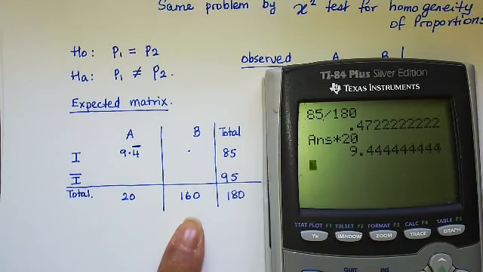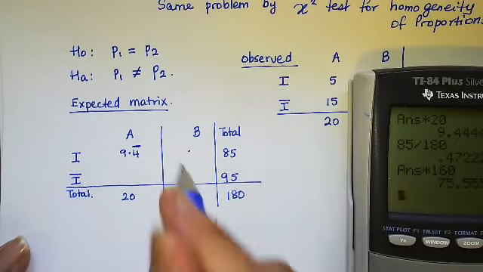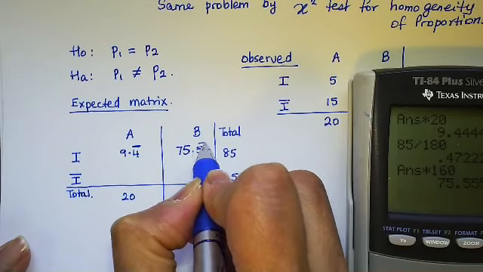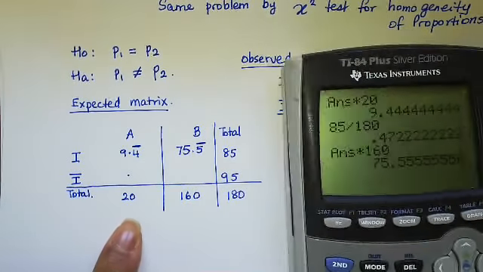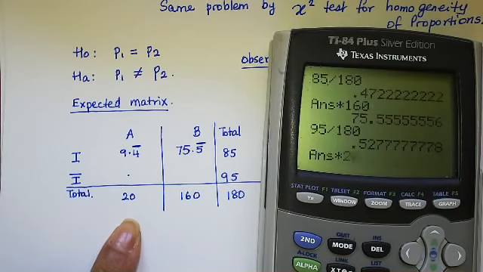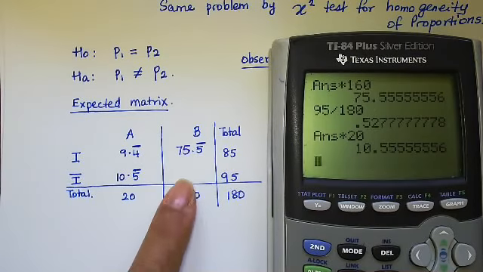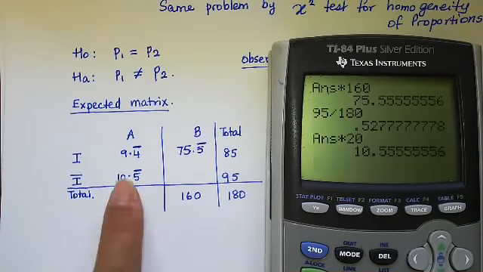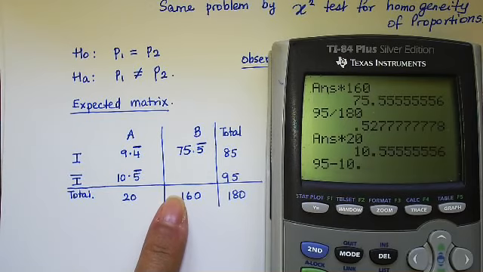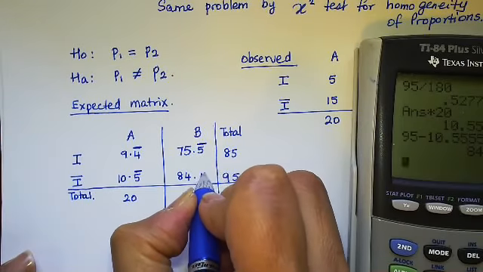And let's next work on this cell, which is the row total, 85, divided by the grand total, times the column total. 75.5 repeating. Next we work on this one. Row total, 95, divided by grand total, times 20. 10.5 repeating. And then this one, which is just 95 minus that. 95 minus 10.5. 84.4 repeating.